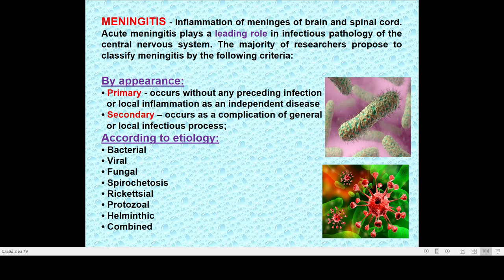The next type of classification is according to etiology, and we may describe bacterial meningitis, viral, fungal, spirochetosis, rickettsial, protozoal, helminthic and combined forms of meningitis. Mostly in the clinical picture, of course, bacterial and viral meningitis are suspected. Rickettsial meningitis is less common, in cases of severe immunosuppression. Fungal meningitis and spirochetosis meningitis are rare, but not connected with immunosuppression. As casuistic, very rare cases, we may speak about helminthic meningitis, and in tropical countries protozoal origin of meningitis may be suspected.